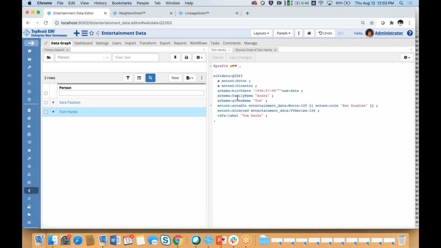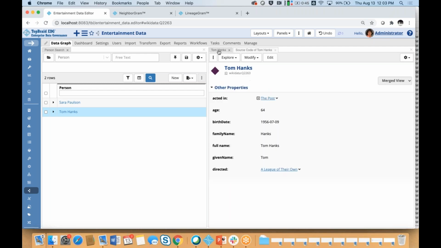We have types, birth date, family name, given name, and so on. We've got the label. And now let's take a look at the form. In the form, we actually have a full name. The full name is not in the data at all, but we are still seeing it. So that's a simple example of how the active models can be used in the knowledge graph to generate additional data.